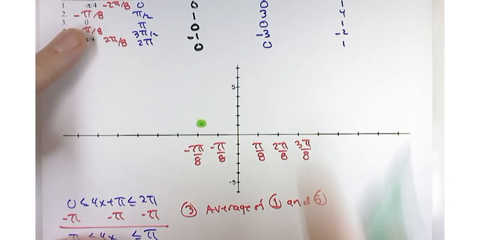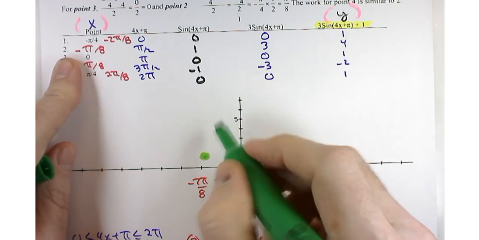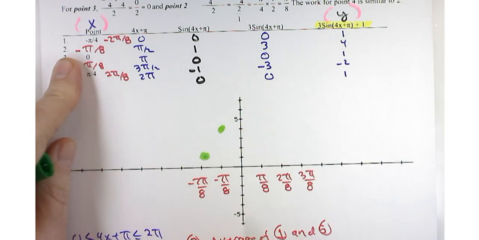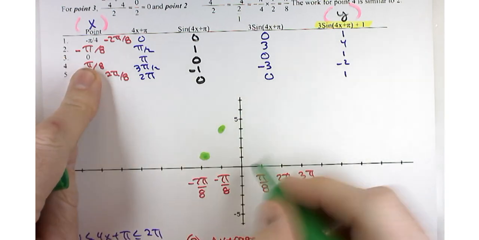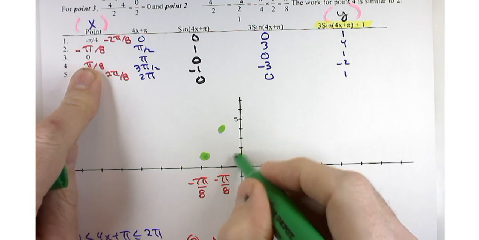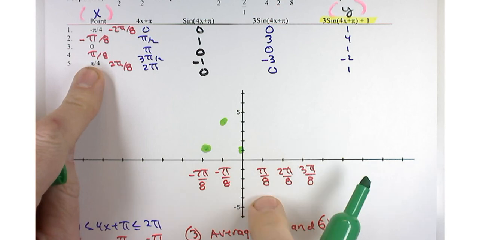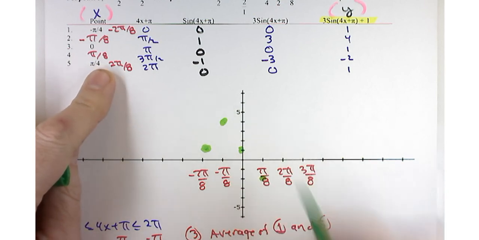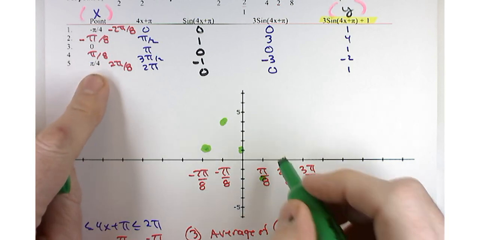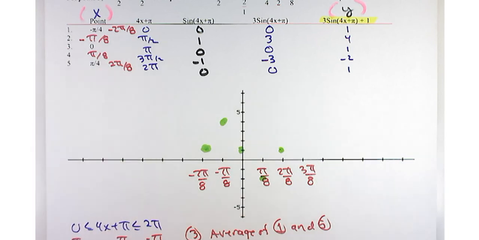And then what? Negative pi over 8 and 4. So then I'll go up here. At 0, I'm back down to 1. Okay, so I'll go there. At pi over 8, I'm down at negative 2. So there. And then at 2 pi over 8, I'm back up to 1. And so that's one period of your graph.